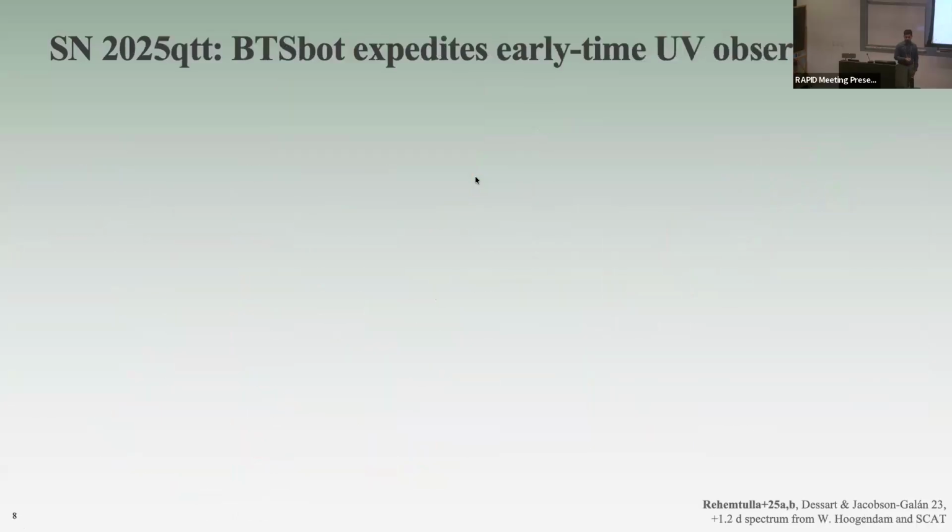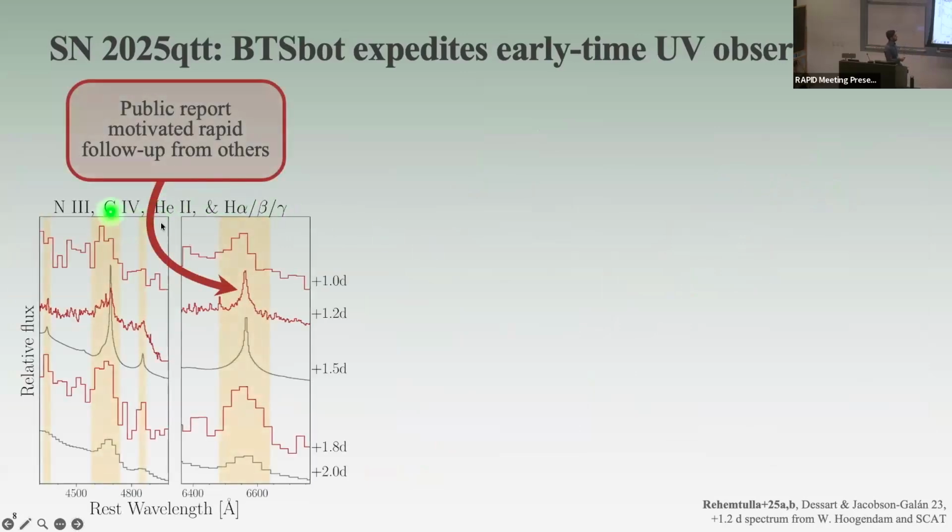The story gets more exciting in 2025 with the supernova 25 QTT, where once again we have a BTS spot SCDM spectrum starting quite early, and we see these really nice and stronger flash ionization features. In this case, what happened was actually this really nice spectrum here was not obtained by us, but by an independent group over in Hawaii, because they told us they saw the report that we put out publicly immediately after discovering this.